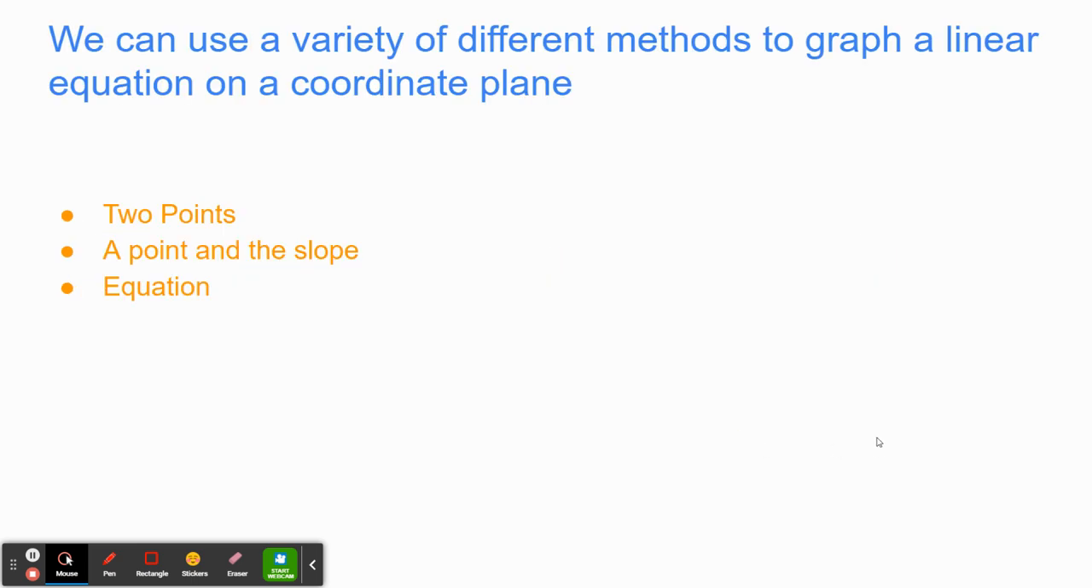We can use a variety of different methods to graph a linear equation on a coordinate plane. And these are the three that we're going to focus on today. We can graph if we're given 2 points. We can graph if we're given 1 point and then the slope, or if we're given an equation. And I'm going to show you how, going through those examples.